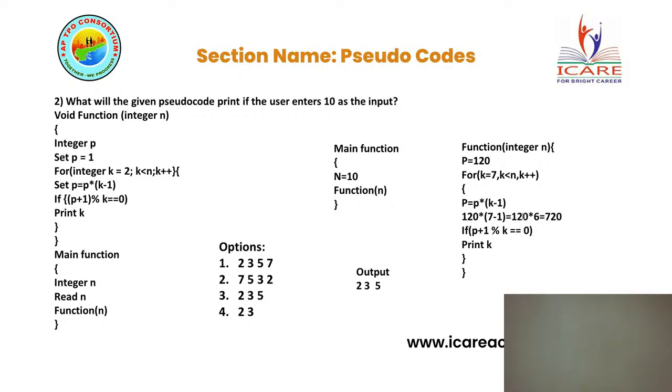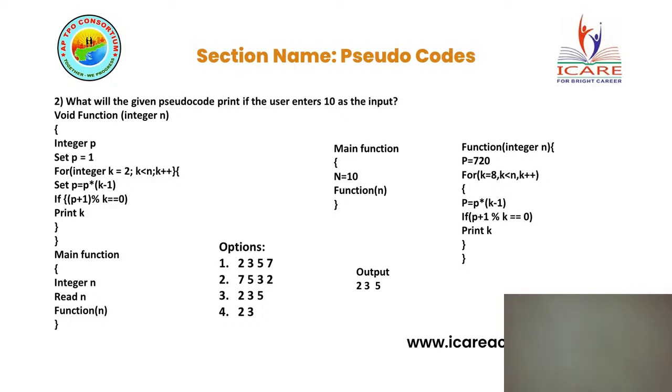720. Whenever p plus 1, 720 plus 1, 721. So we are assigning the value in k, p, 720. If condition: 720 plus 1 modulo k is equal to 0. 721 divided by 7? No, it will not be divisible by 7. So the condition is false. After that, again the k value updates.